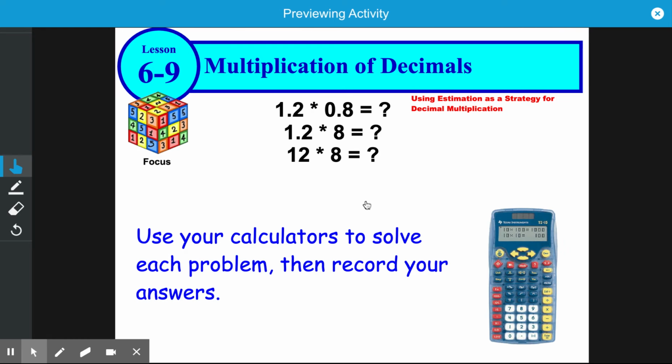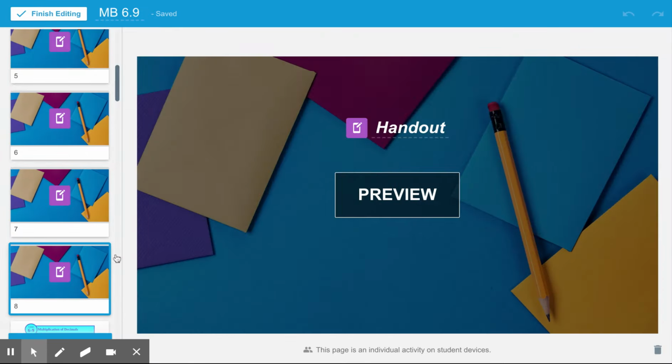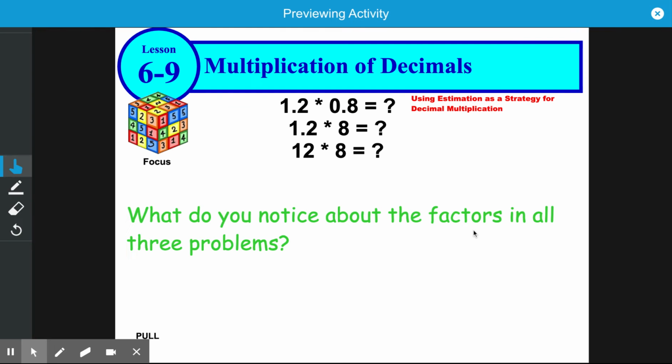So on this slide, we see that we've got 3 different multiplication problems. We've got 12 tenths times 8 tenths. We have 12 tenths times 8, and we have 12 times 8. So I'd like you to use your calculators to solve each of these problems, because we have 3 here. You can find your calculator on your Chromebook. You can use it on an iPad, iPhone, a tablet, or if you have an actual calculator similar to the one that's pictured here, you can solve those. I want you to think about the pattern that you might see. What do you notice about all the factors in all 3 problems?